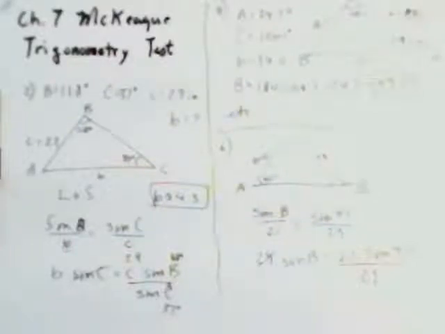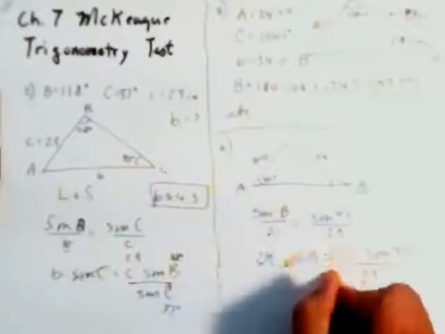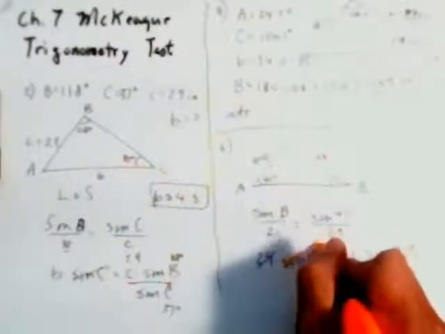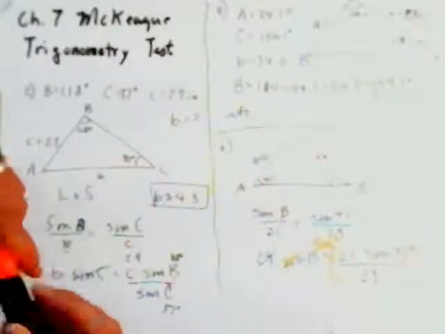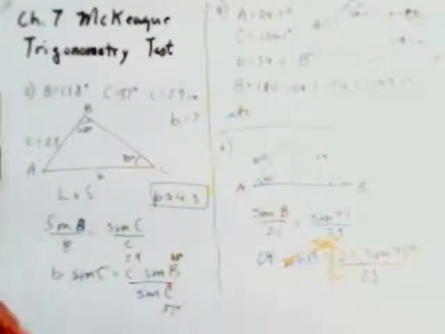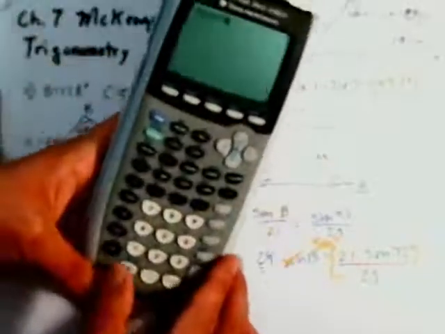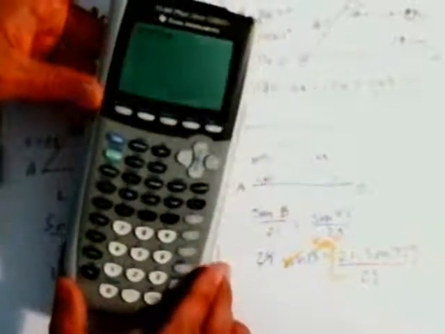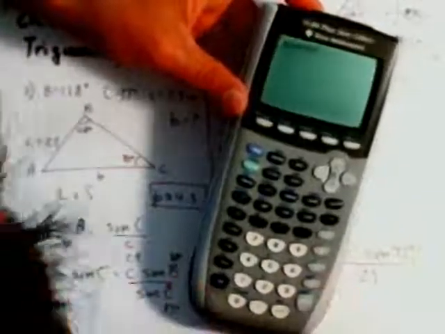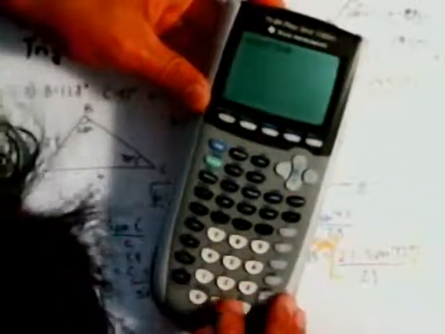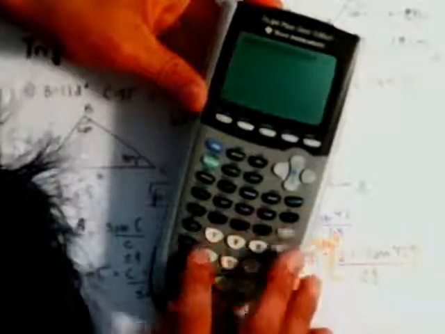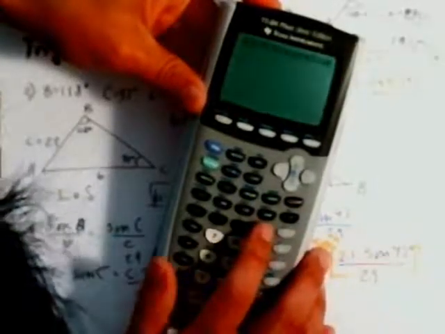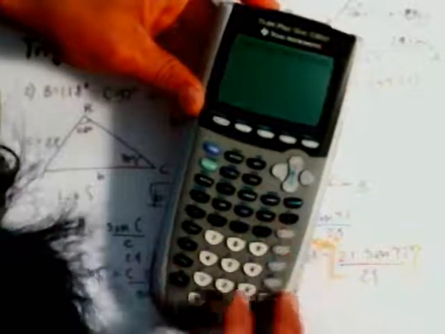How do you get rid of the sine? You don't divide by the sine, you take the sine inverse. So when you take the sine inverse of that, you should only get like 1 degree. Let's see. Take the sine inverse of 21 times the sine of 42 in parentheses, divided by 29.